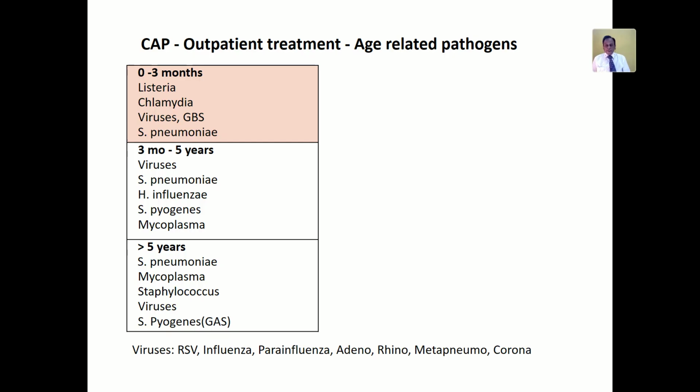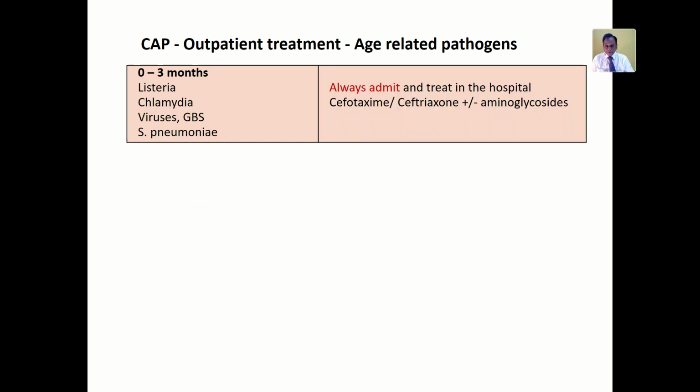In the age group of 3 to 5 years and above 5 years, organisms are more or less the same, but in the 3 to 5 years, viruses play a very, very important role that you have to keep in your mind. And above 5 years, Streptococcus pneumoniae and mycoplasma also play a very major role. And these things are all well talked about in the earlier video.